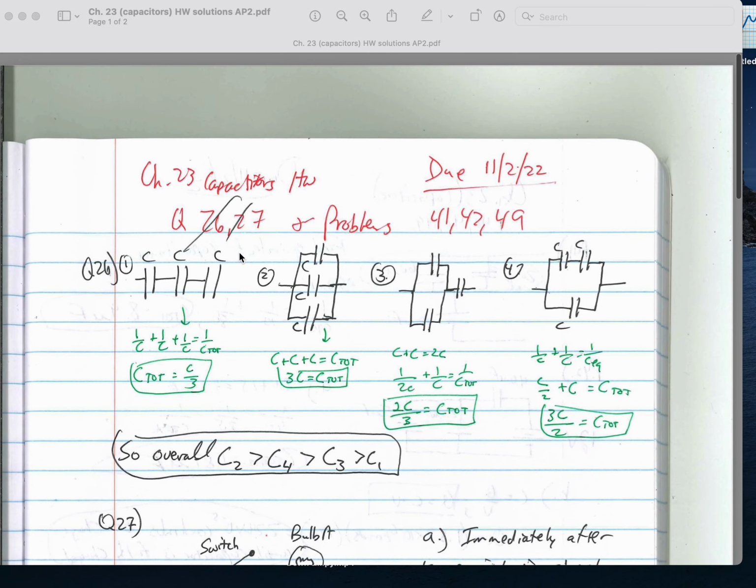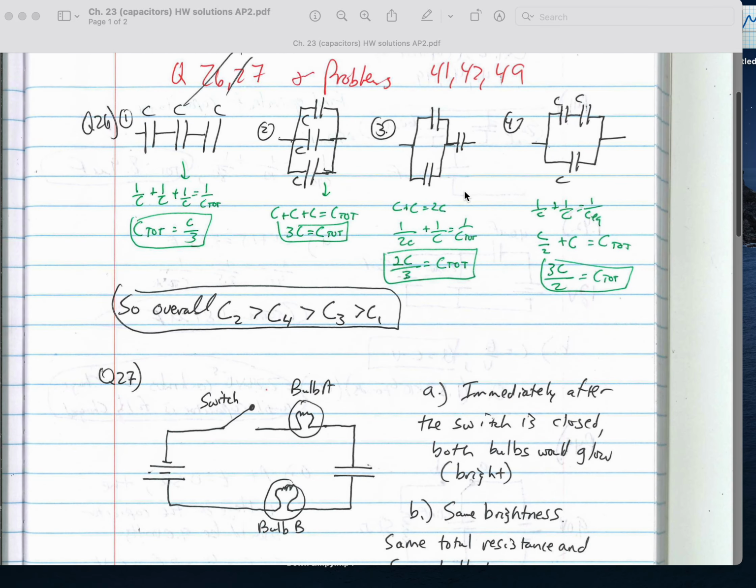So again, hopefully these make sense and you're able to understand how capacitors act in circuits. We will have a capacitor lab as well.